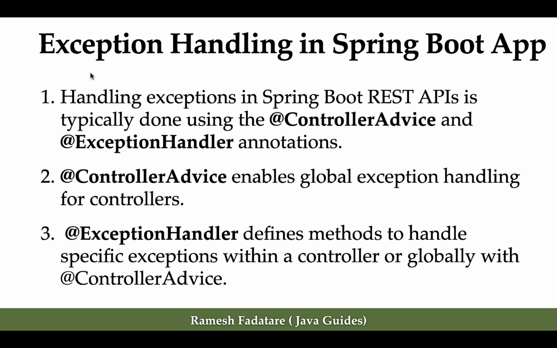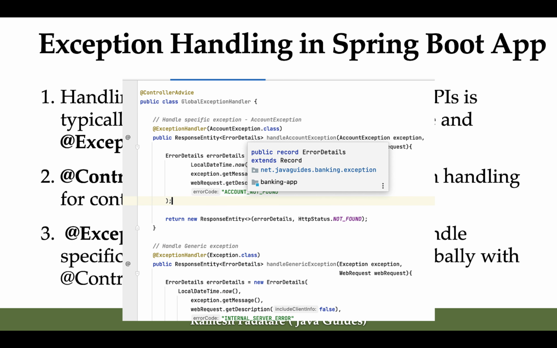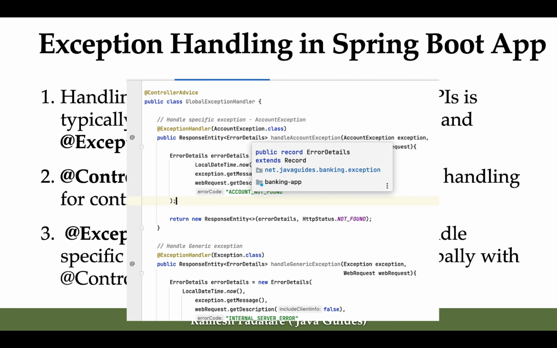Next, let us take a look into a few key points about exception handling in a Spring Boot application. Well, handling exceptions in Spring Boot REST APIs is typically done by using the @ControllerAdvice and @ExceptionHandler annotations. Next, the @ControllerAdvice annotation enables global exception handling for controllers. So instead of writing the exception handling logic for each and every controller, we will create a separate class and annotate that class with the @ControllerAdvice annotation. And within that class, we'll write all the exception handling logic for all the controllers. So we'll basically keep all the exception handling logic in a single place.